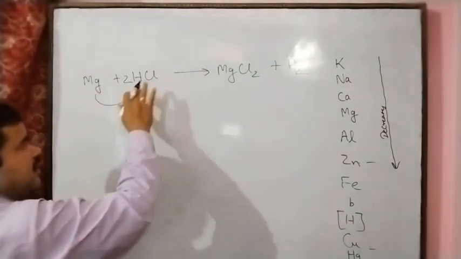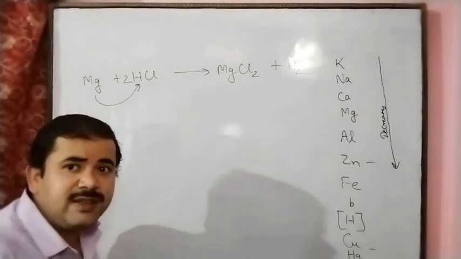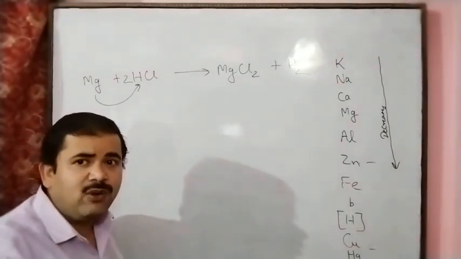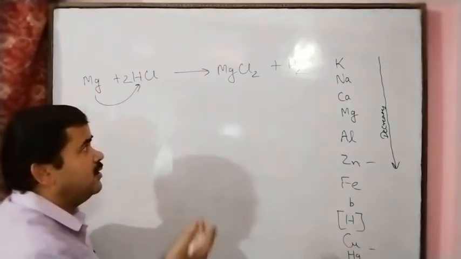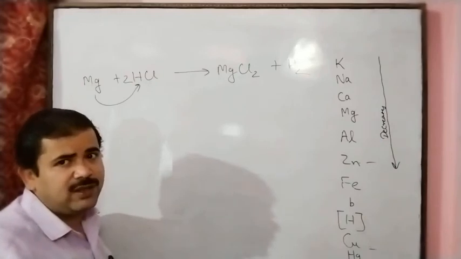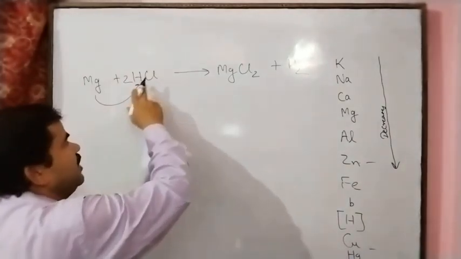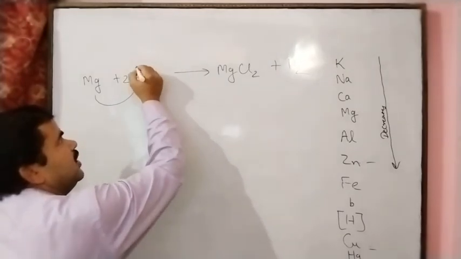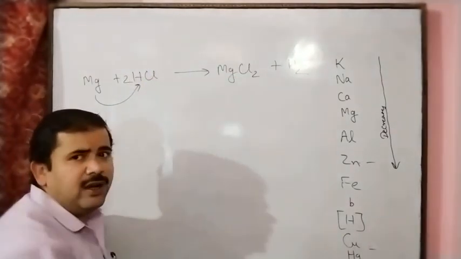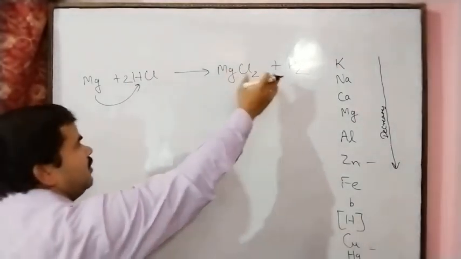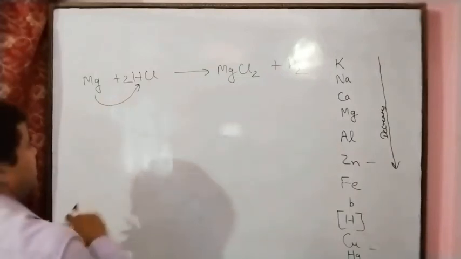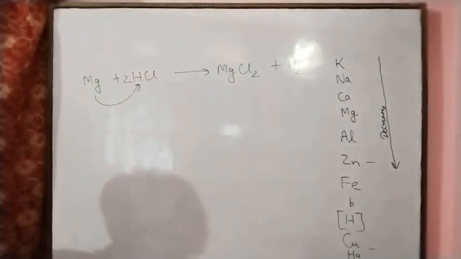When magnesium attaches with chlorine, we get the compound magnesium chloride, and we know that the formula of magnesium chloride is MgCl2. If you have any problem writing the formula, you can use the crisscross method. So magnesium combined with chlorine gives magnesium chloride, formula MgCl2, plus H2 separated here.